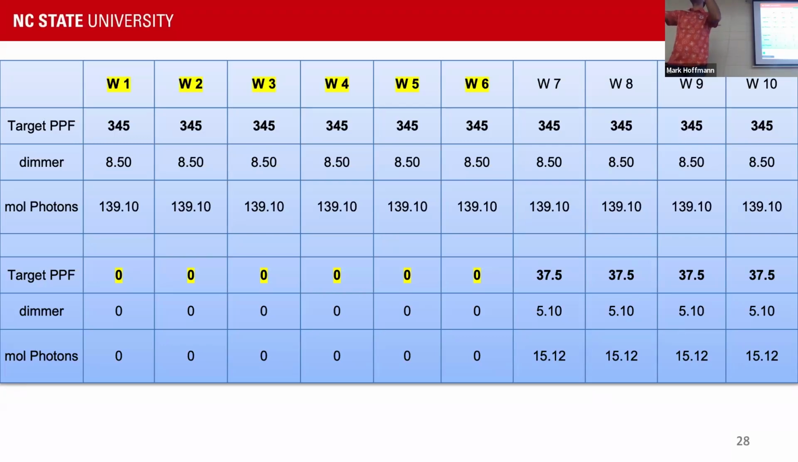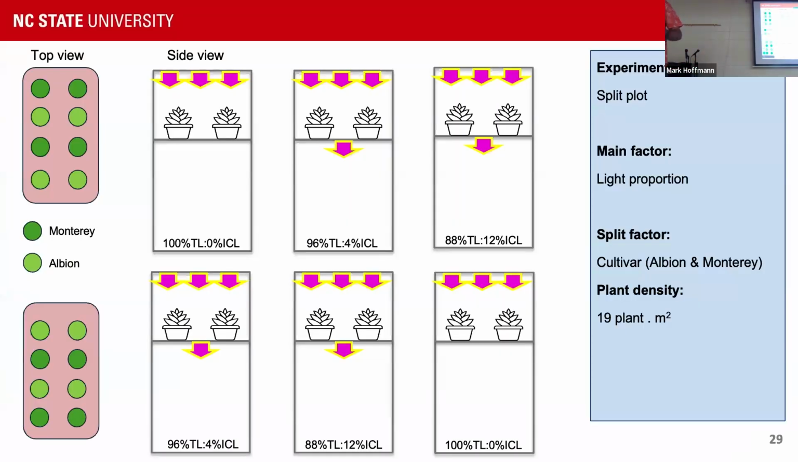So we try to provide that PPF with like 3 bars. Based on the data from the integrating sphere, we know that at each dimming level, each light provides how much amount of photons. What's the space footprint of the growing area? It was like 1 foot by 3 foot. That's why you get high PPFD, because PPFD is a square meter base. Got it. You can see a visualization of how we distributed Albion and Monterey.